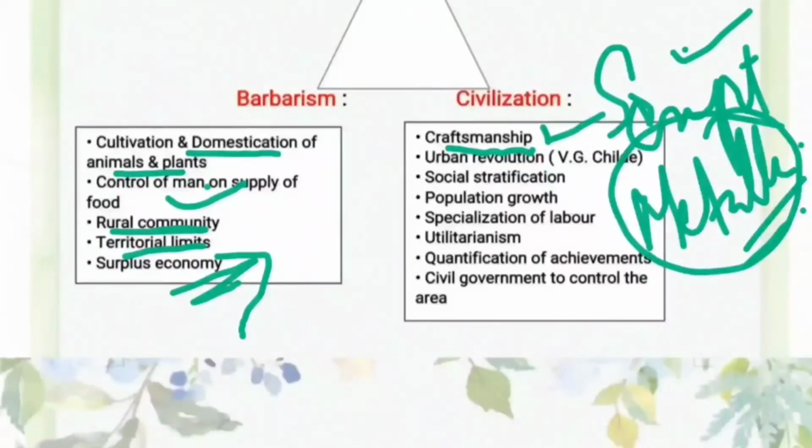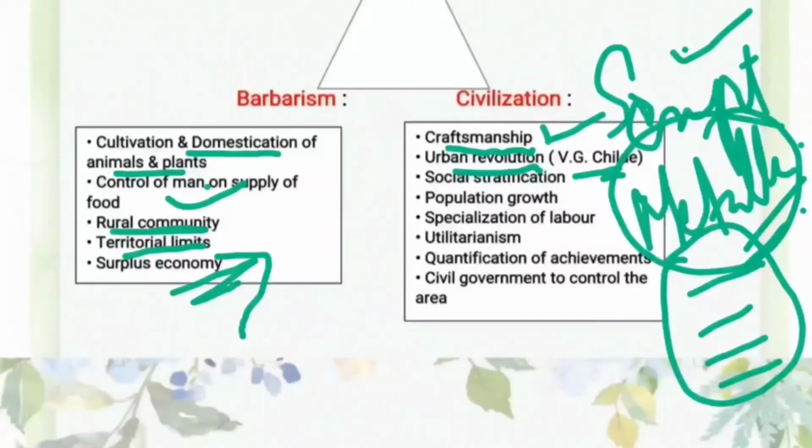You start to develop into a more convenient and comfortable lifestyle, and the urban revolution, which was done by V.G. Childe. Then social stratification can be seen in the civilization. You will not find one class of people, you will find different classes of people, and you are socially stratified. Population growth is in the civilization. There is a specialization of labor.